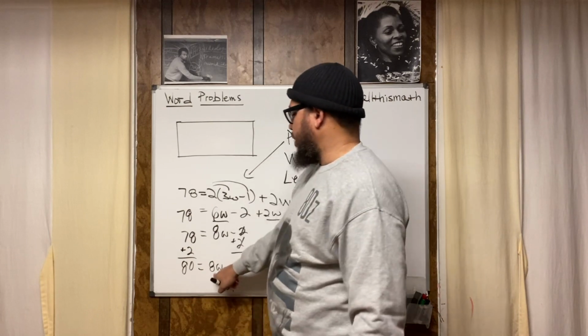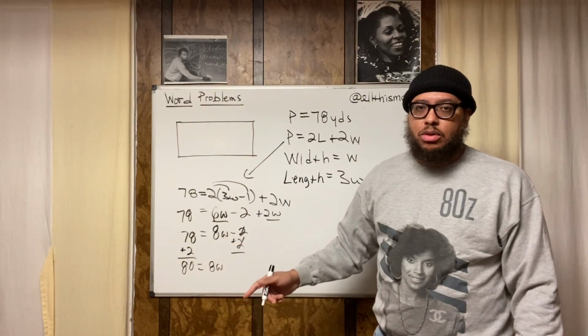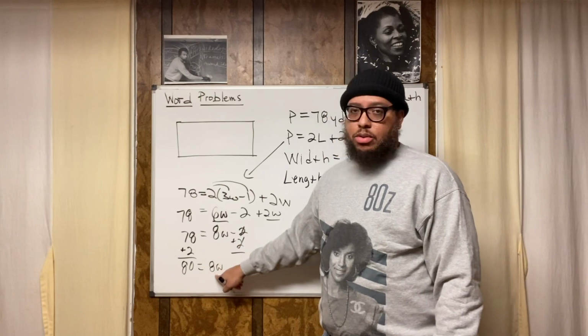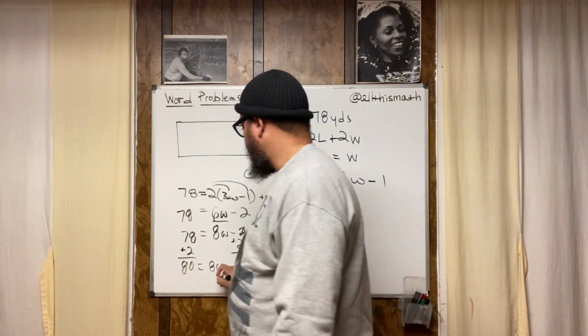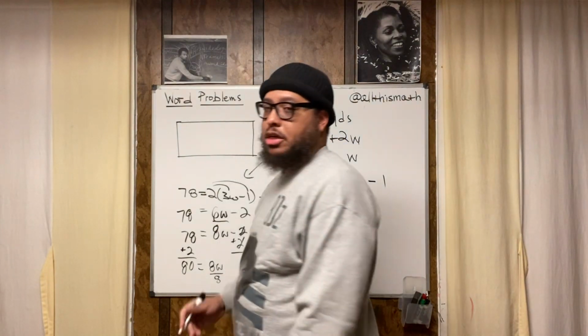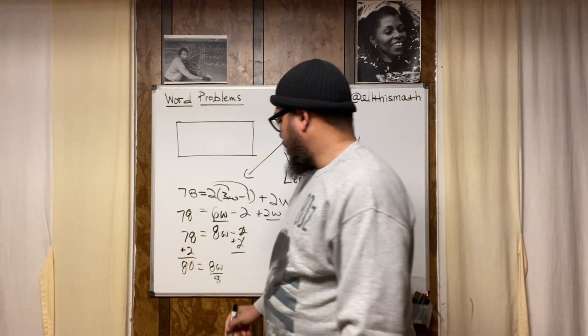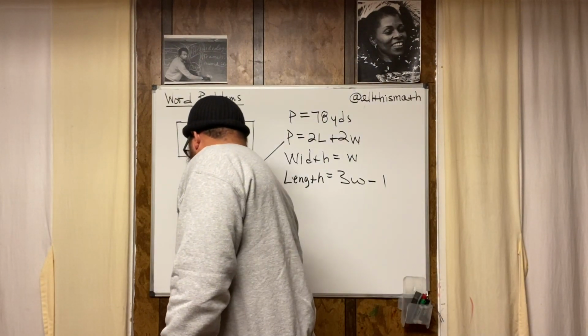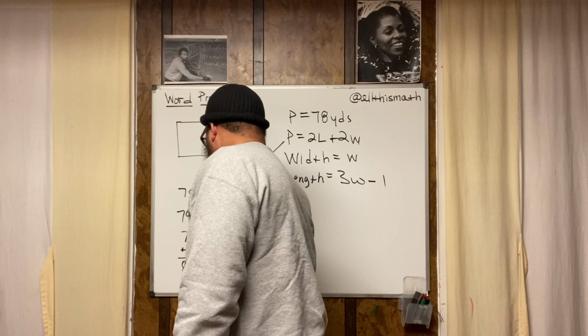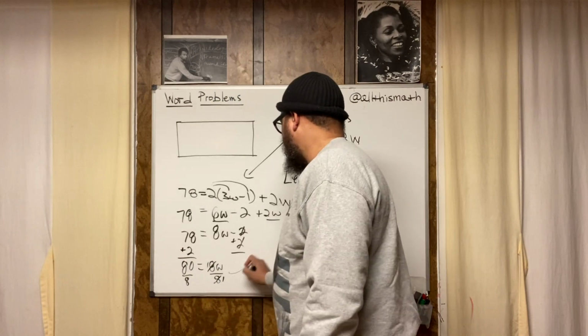So the way I do that is I'm gonna divide by 8 on each side. I'm gonna divide by 8 on the right, I'm gonna divide by 8 on the left. I'm gonna divide by 8 because that's the opposite of multiplication, division. And I gotta keep it balanced, so I gotta divide on both sides. Boom, boom, 1, 1. 80 divided by 8 is 10.